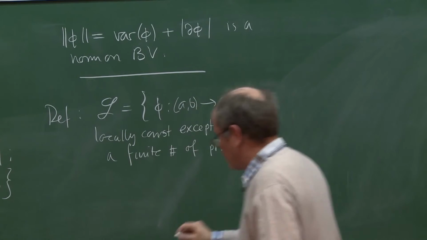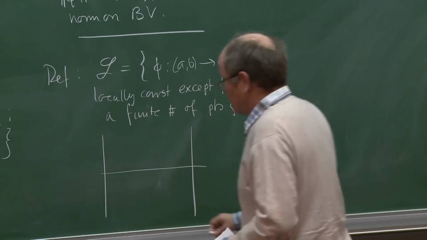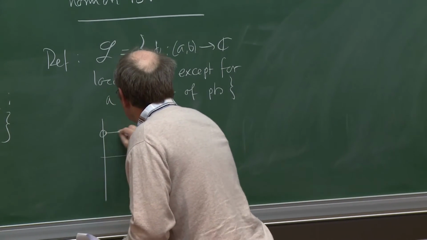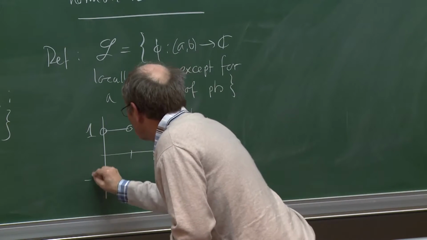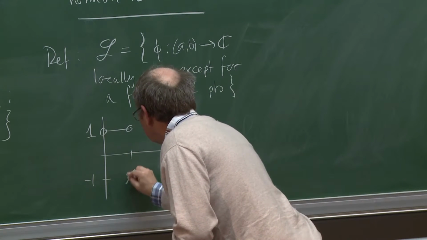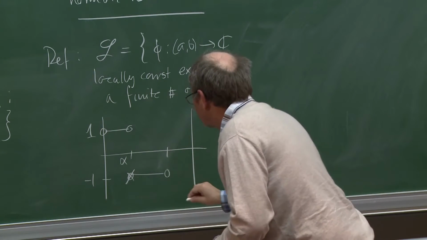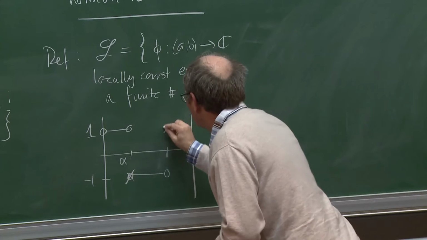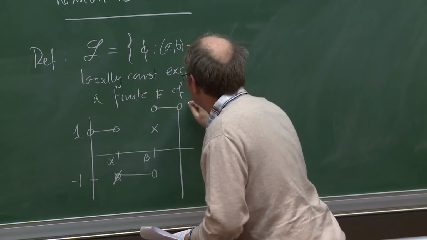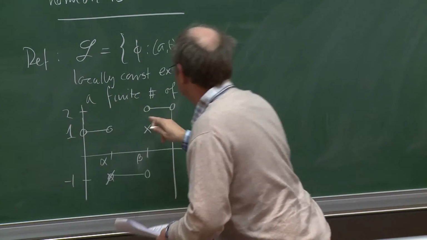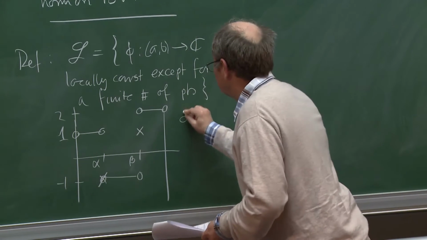So let me just give you one example. One example would be to say that you take a function which is, say, 1 here, then it becomes -1 there at alpha. It becomes 1 at beta, and then it becomes 2 to the right of beta. So that would be one example of a phi in my space.